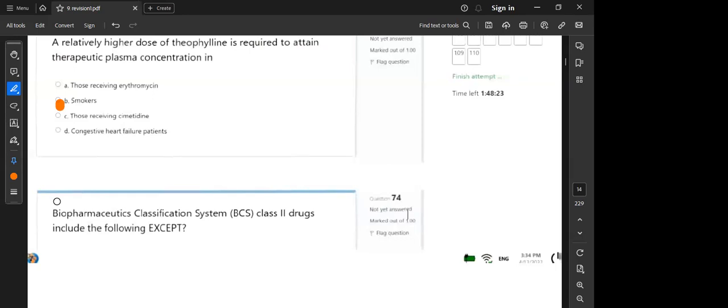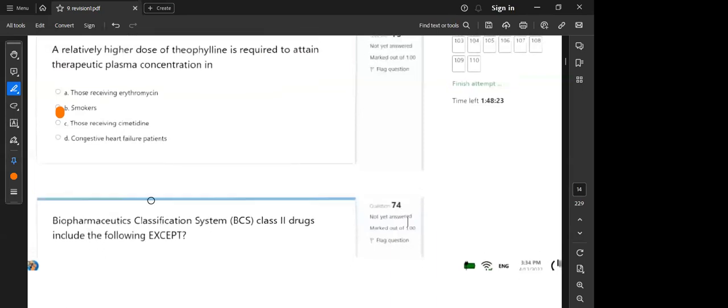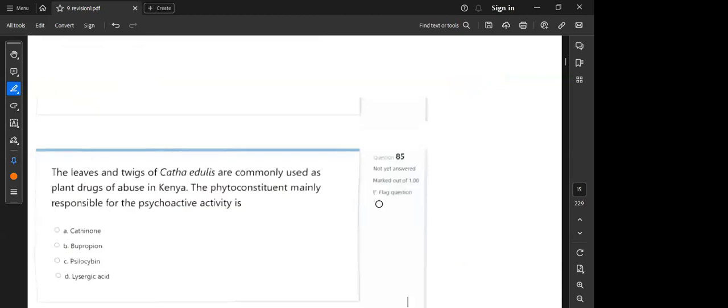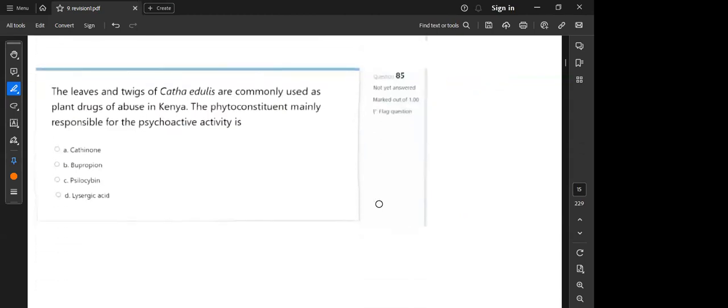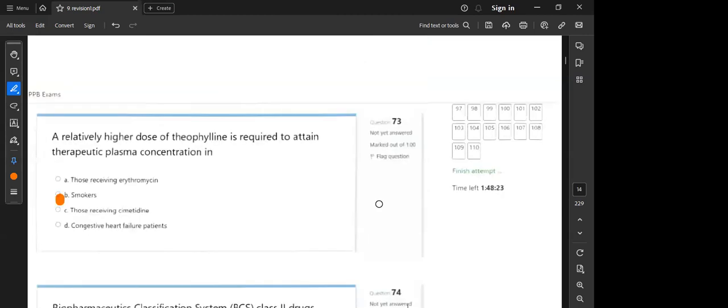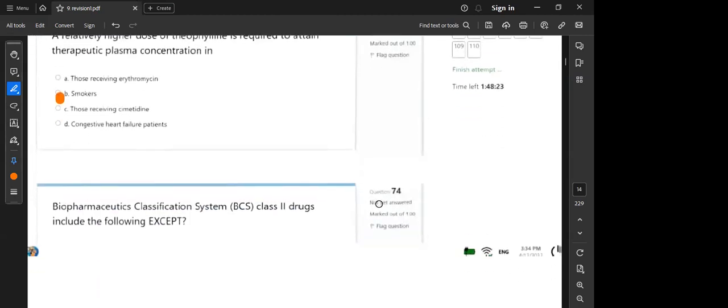So biopharmaceutical classification system, class 2 drugs include the following, except. I don't think you have answers there. Okay, so biopharmaceutical class 2 classification. I even can go through all the classes.